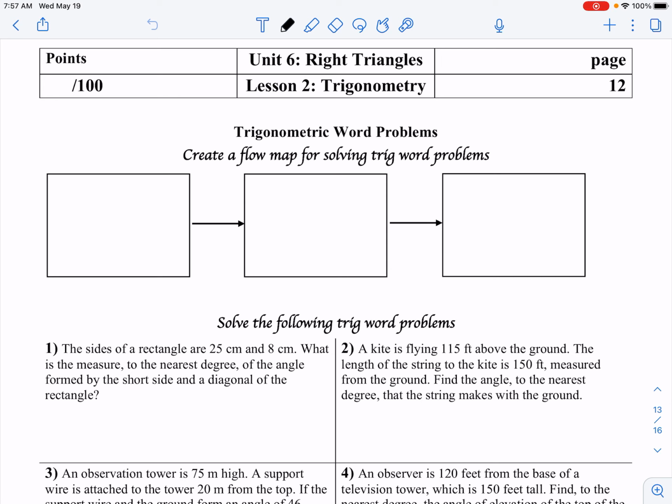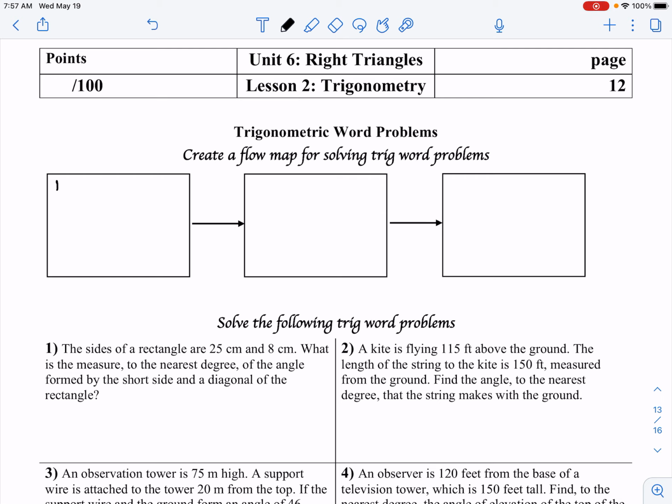Today we're going to talk about trigonometric word problems and how to go about solving them. In short, guys, the way of solving word problems is, you can break it down into 3 steps.